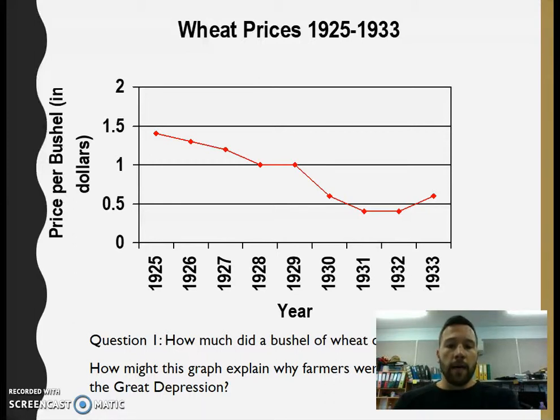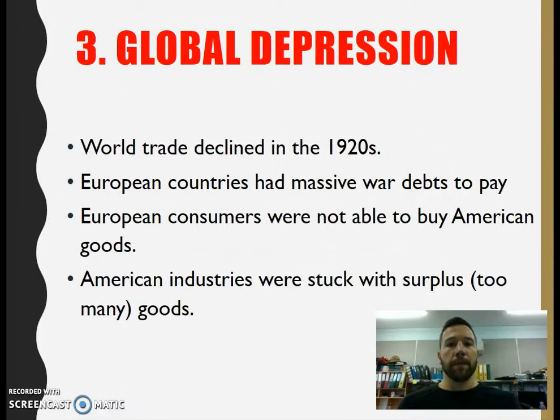And this shows you wheat prices, for example. In 1925, wheat prices are just under $1.50, and 7 years later they are down to about 40 cents. So I guess when you've got too much of something, the price goes down, and that affected the livelihood of a lot of Americans, particularly farmers.